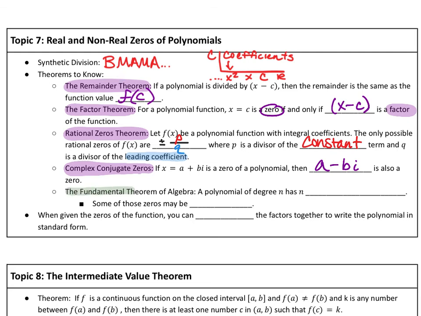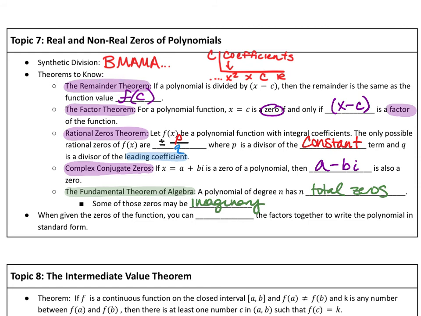And therefore we get to our fundamental theorem of algebra, stating that a polynomial of degree n has n total zeros, some of those zeros may be imaginary, while some of them may be real.